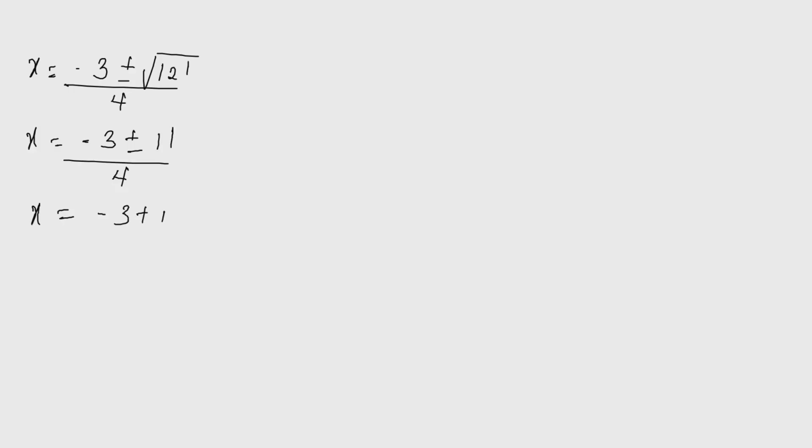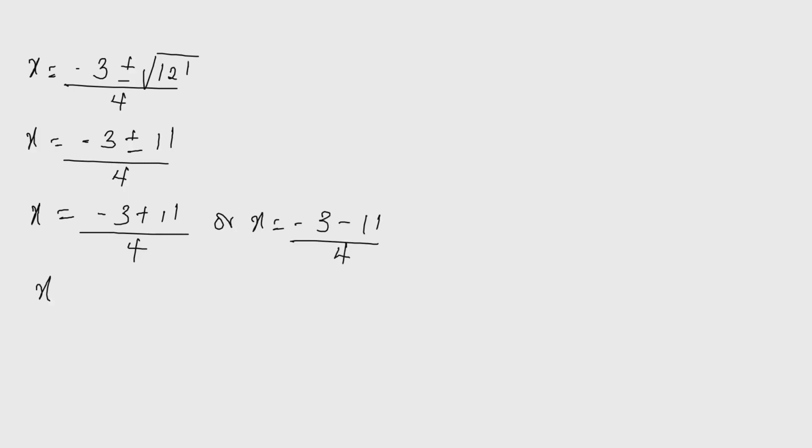So plus or minus square root of 121 over 4, then your x will be equal to minus 3 plus or minus, what's the square root of 121? That's 11 over 4. Your x is equal to minus 3 plus 11 over 4, or x is equal to minus 3 minus 11 over 4.